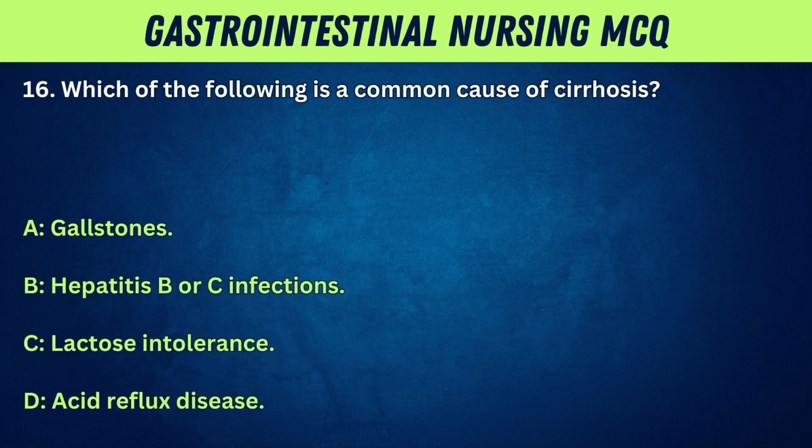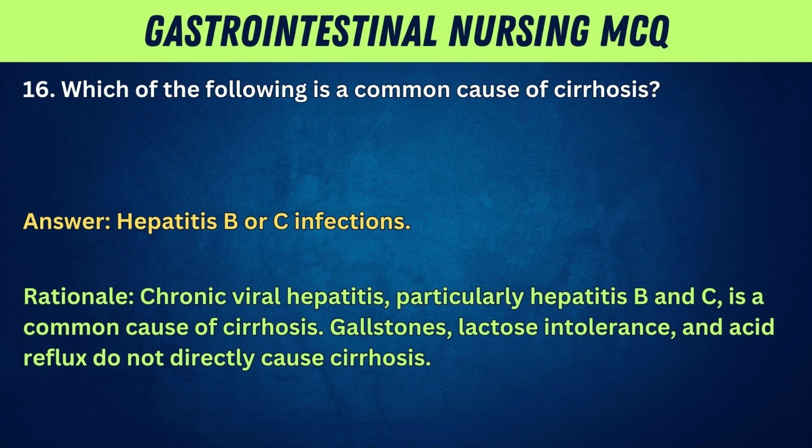16. Which of the following is a common cause of cirrhosis? A. Gallstones. B. Hepatitis B or C infections. C. Lactose intolerance. D. Acid reflux disease. Answer: hepatitis B or C infections.